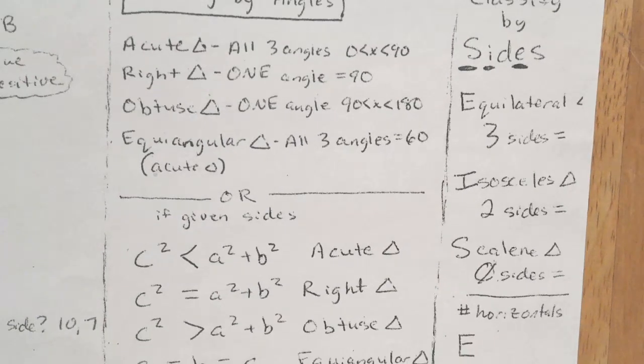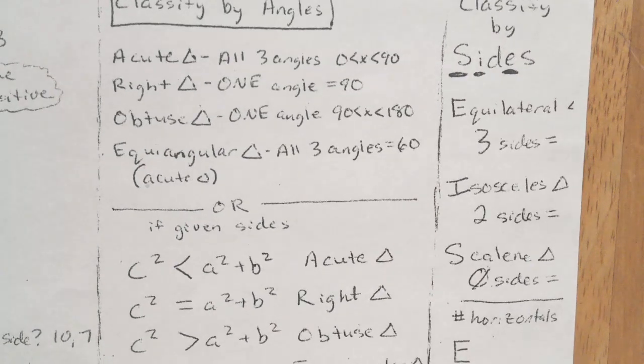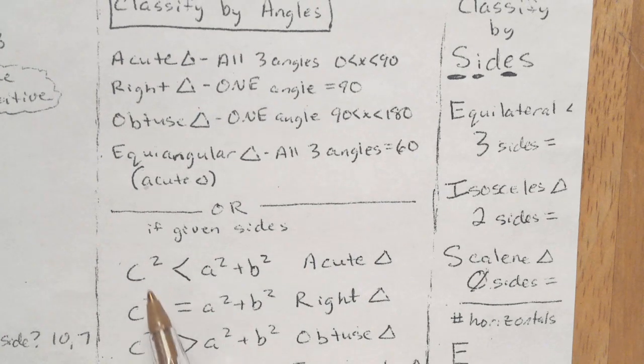Okay, so what if you were given the sides, but I wanted you to classify it by the angles? I know you know how to do a squared plus b squared equals c squared, but you want the c on the left side for reasons. So c squared, how does that compare to a squared plus b squared? If c squared is less than this side, then that would be an acute triangle. If it's equal to, it's a right triangle. If it's greater than, it's an obtuse triangle.